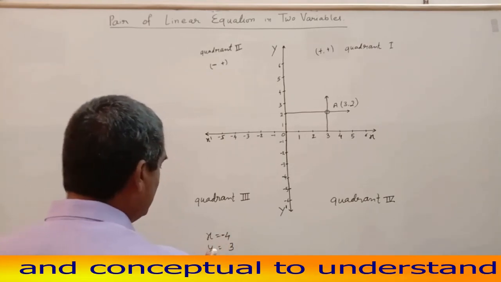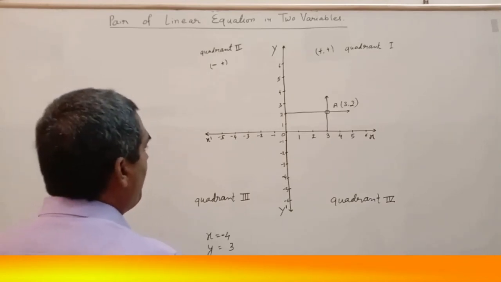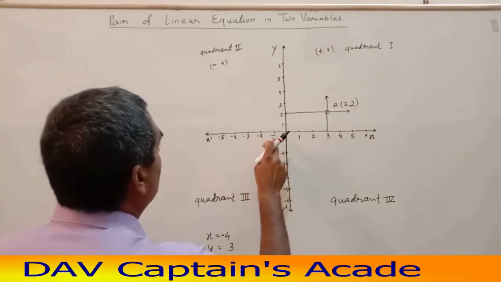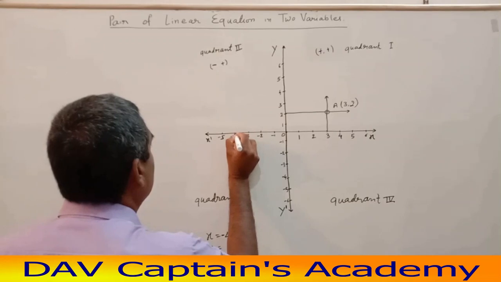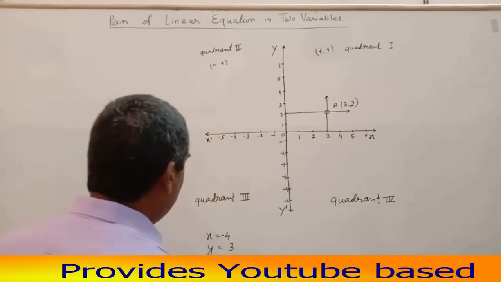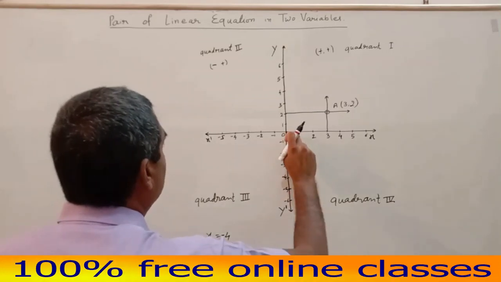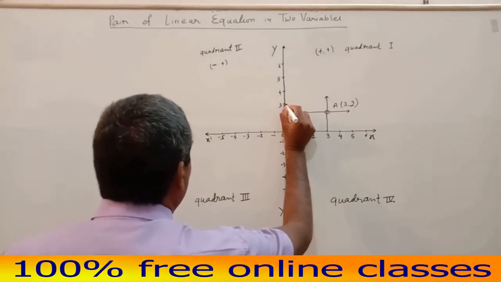Here x is minus and y is plus. So we have x equal to minus 4: minus 1, minus 2, minus 3, minus 4, this one. And y is equal to 3. It means that we move 3 steps on the y-axis. This one is 3.